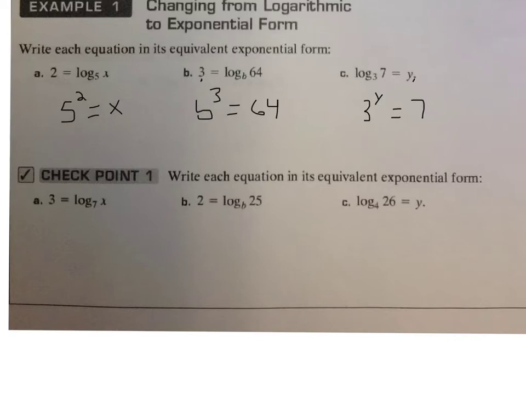So checkpoint 1, the answer is 7 to the 3rd equals x. B is b squared equals 25. And c is 4 to the y equals 26. Let's look at example 2 on how to change the other way.